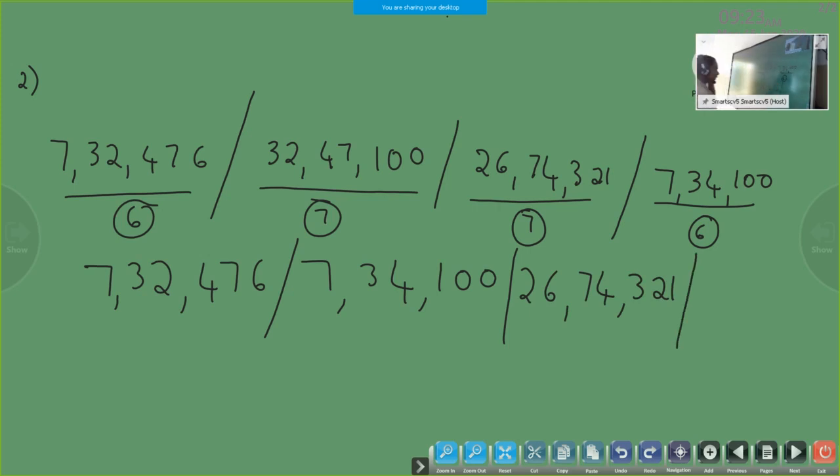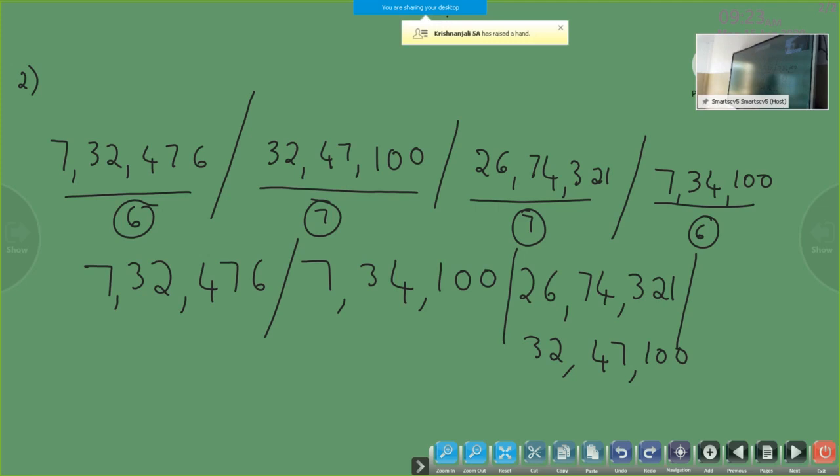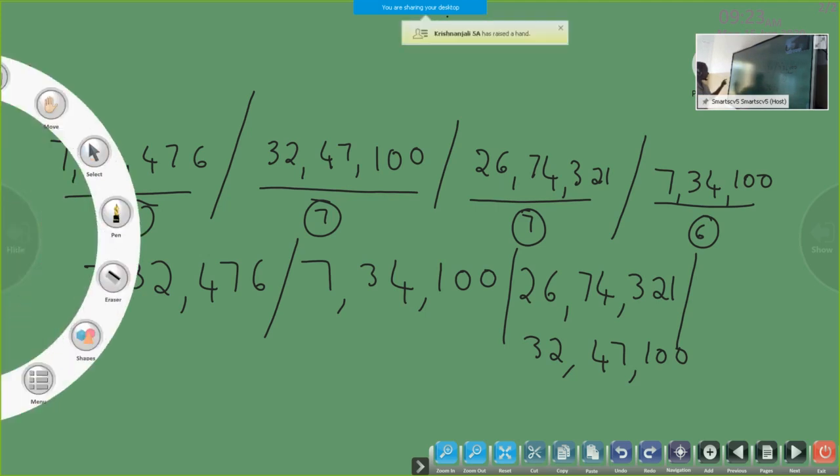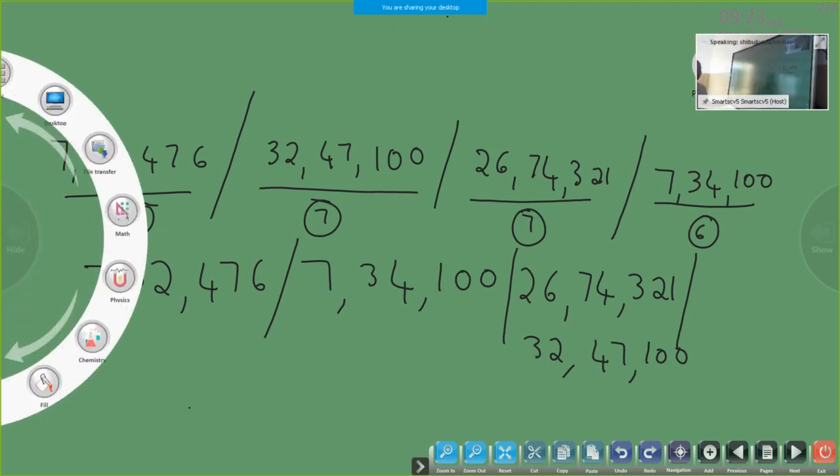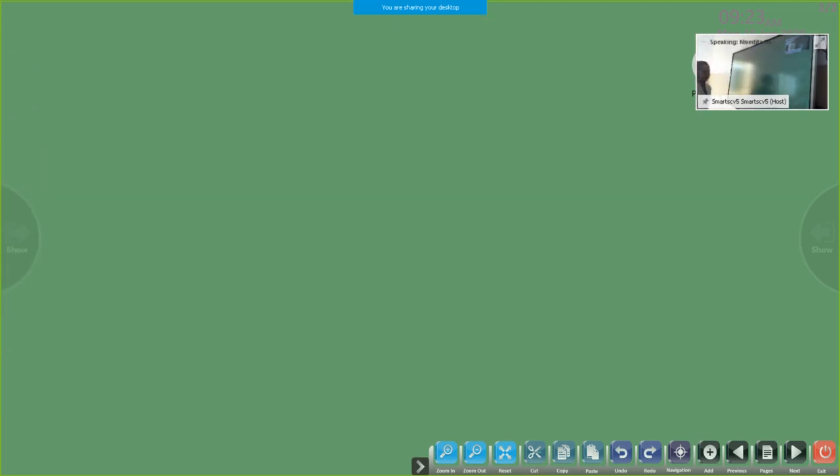Very good. 321. And the last number, you all know, what is the last number? 32 lakh. 47,100. Very good, Arshia. Okay, thank you. You can mute your microphone. Mute your microphone, all. Now I think you understood how to arrange the numbers in ascending order.